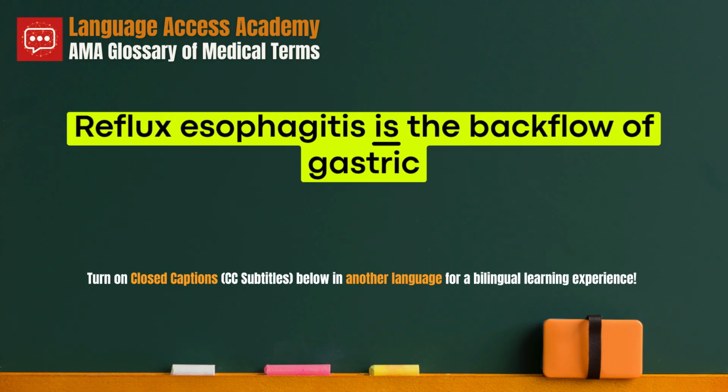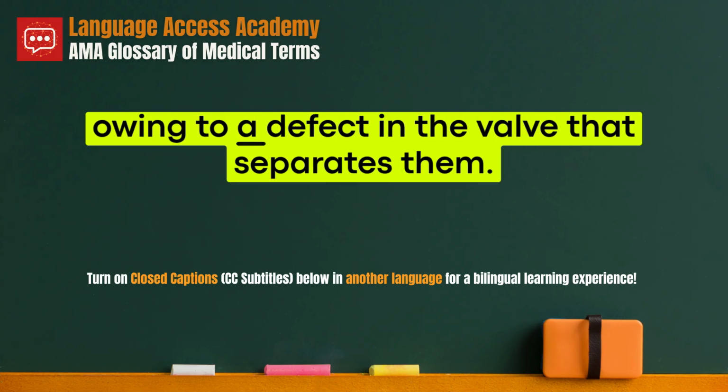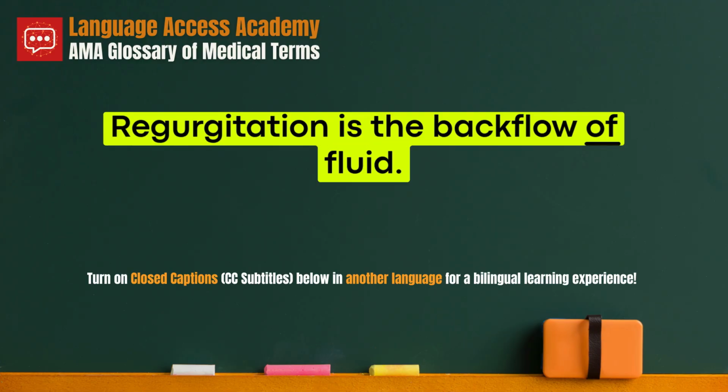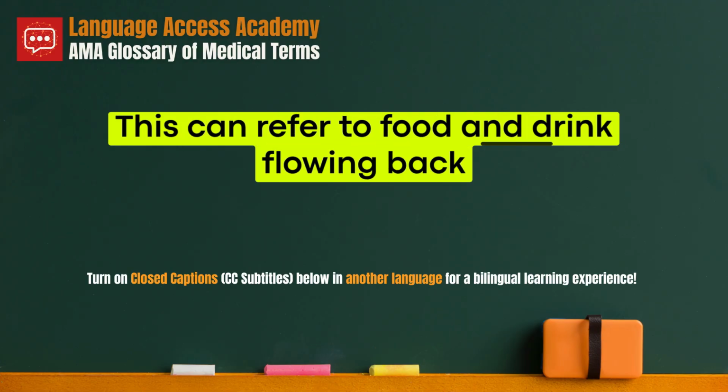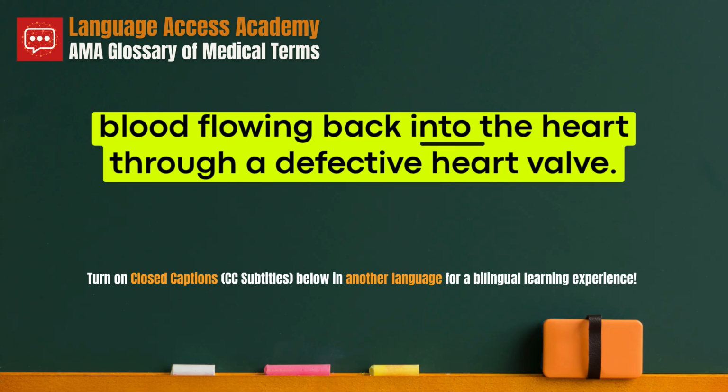Reflux esophagitis is the backflow of gastric acid from the stomach to the lower esophagus, owing to a defect in the valve that separates them. Regurgitation is the backflow of fluid. This can refer to food and drink flowing back up from the stomach into the mouth, or it can refer to blood flowing back into the heart through a defective heart valve.